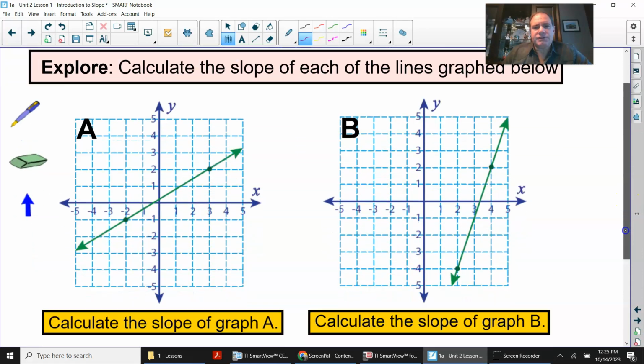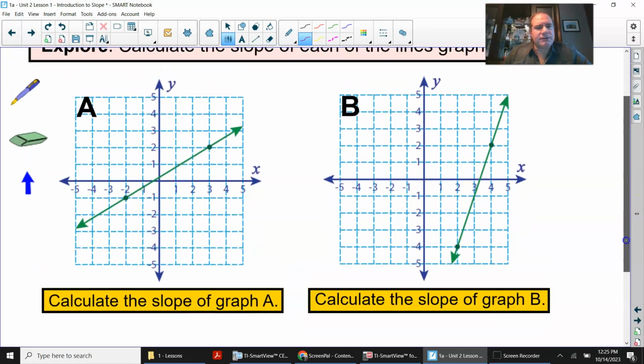All right, find the slope of each of the lines. Calculate the slope graph. These are both positive slopes, obviously. And that's it. If you're looking, B is steeper. So we know that it is. Go ahead, pause the video now, and try these on your own.